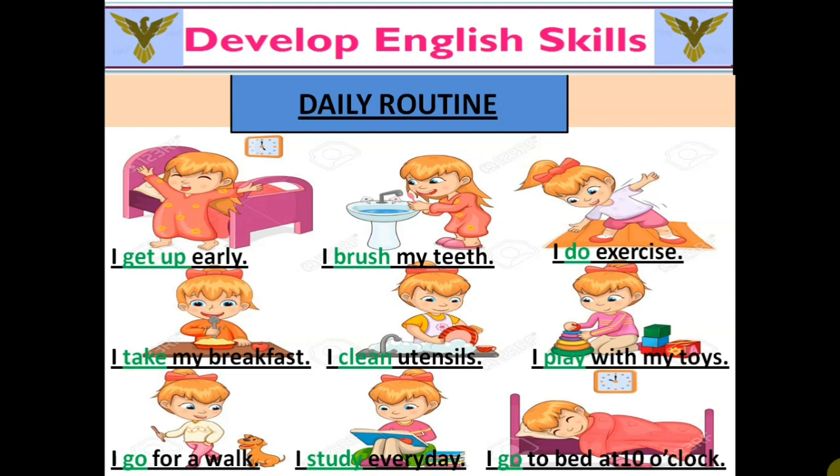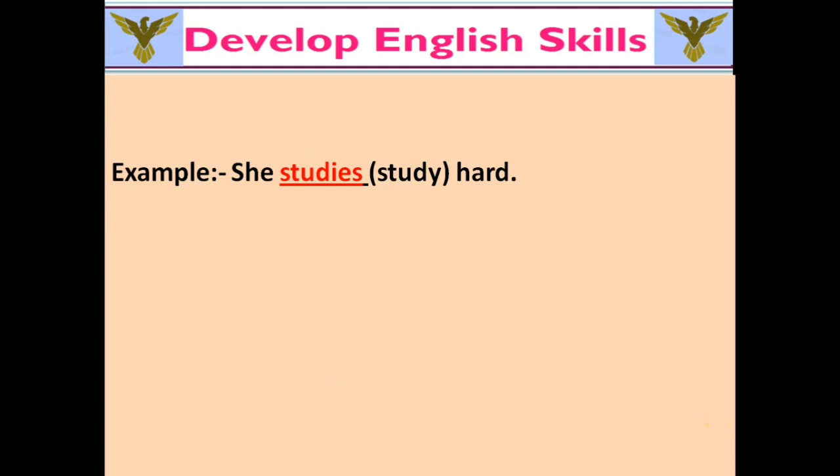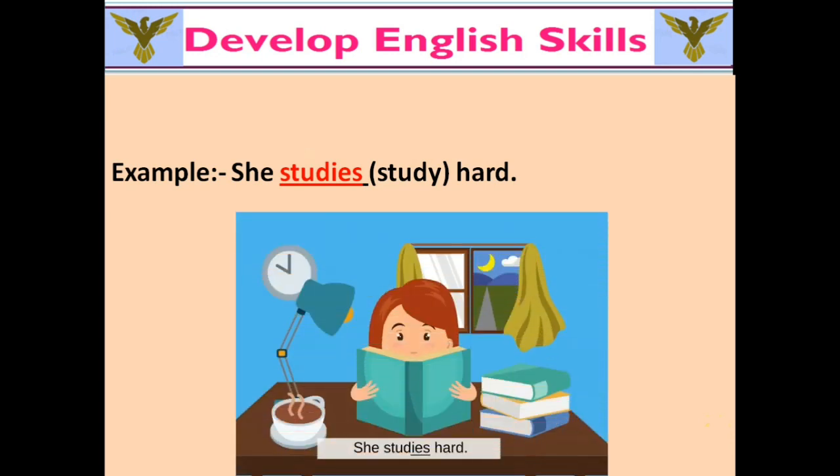Now look at the highlighted words. Here the highlighted words are the verbs. All these verbs are used to show the daily routine. These are in the first form and the first form of the verb we use in simple present tense. When do we use this tense? We use this tense if the action happens at a regular time or if the action happens repeatedly. Repeatedly means you do those actions every day. Now look at this example. She studies hard. It means every day she studies hard. It shows her daily routine.